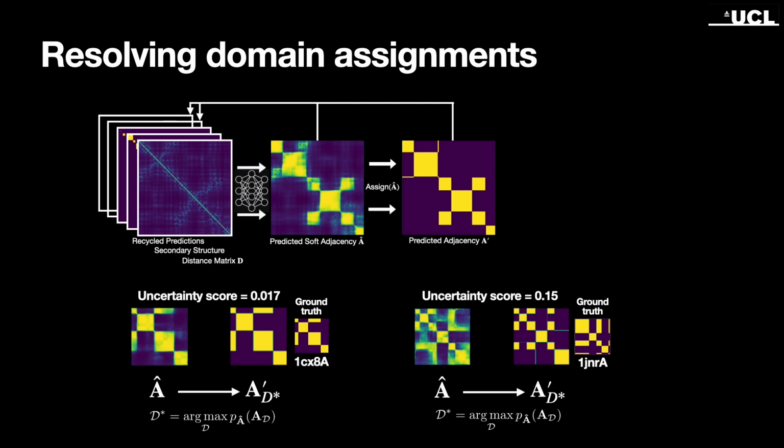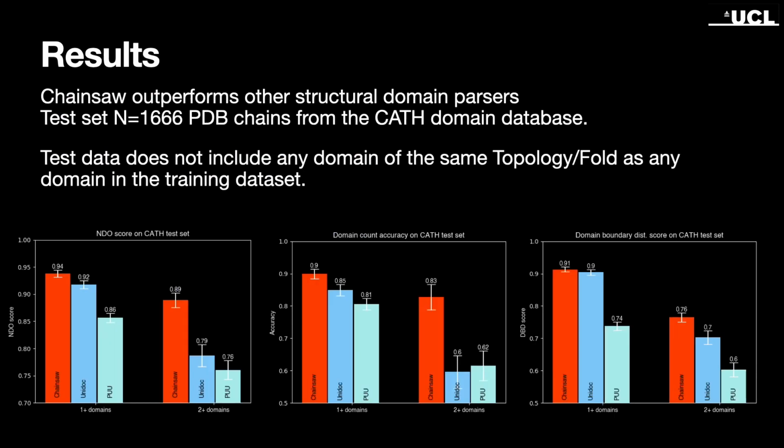We also find that the likelihood score of the final assignment given the output of the neural network works as a reasonable uncertainty score that is quite highly correlated with the model accuracy.